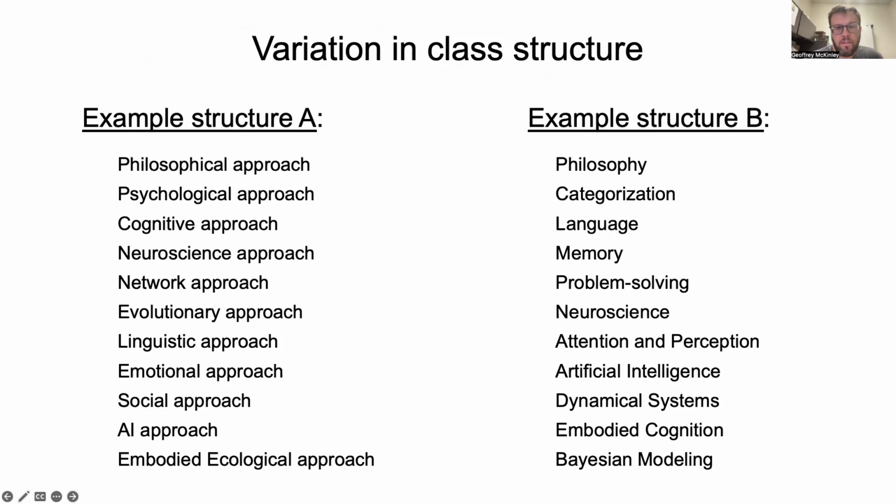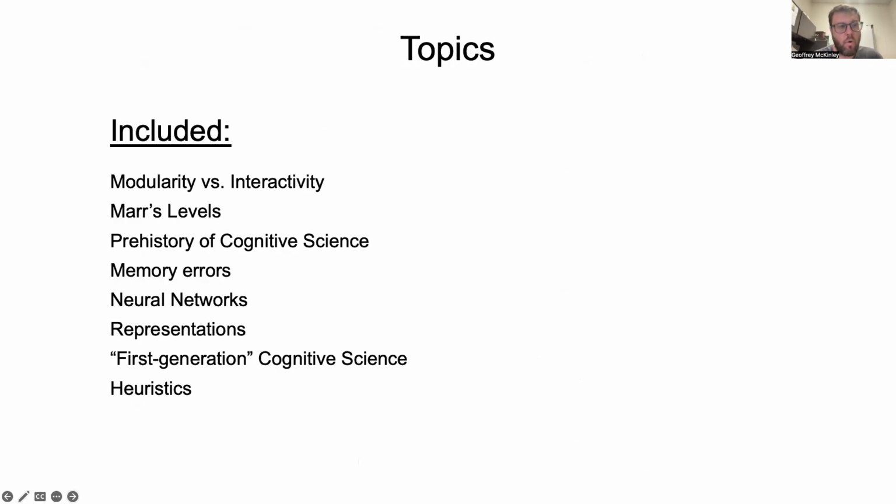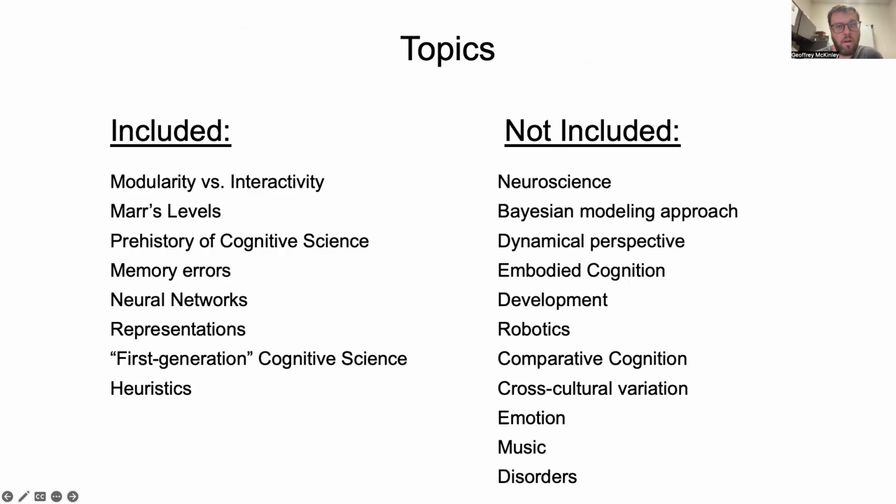So what's included in this class? These aren't in order, but we're going to do lectures on modularity, Marr's levels, prehistory, everyday memory, which I sometimes call memory errors, neural networks, representations, the first wave of cognitive science, and heuristics. Of course, I could have included a lot more topics. However, I had to cut the line somewhere, because it's such a big field.